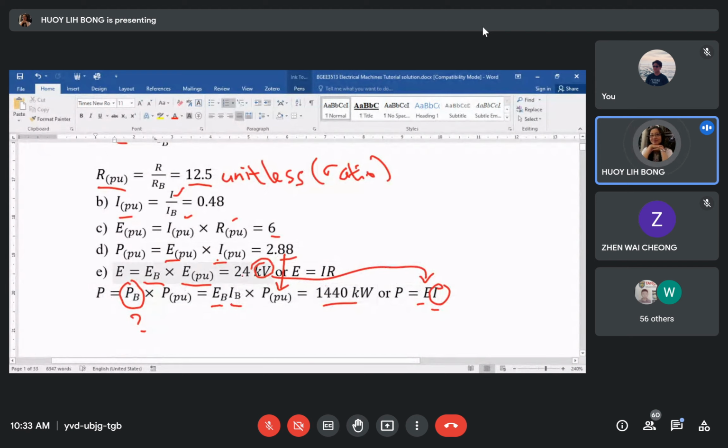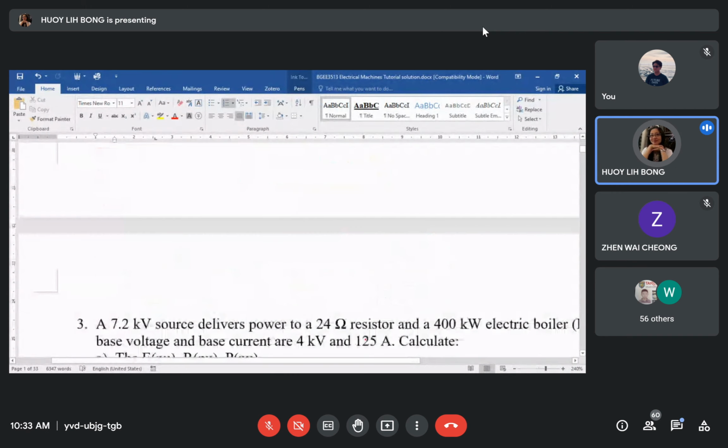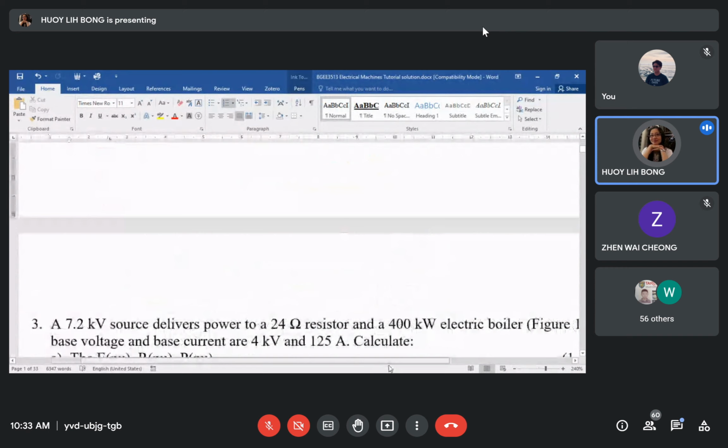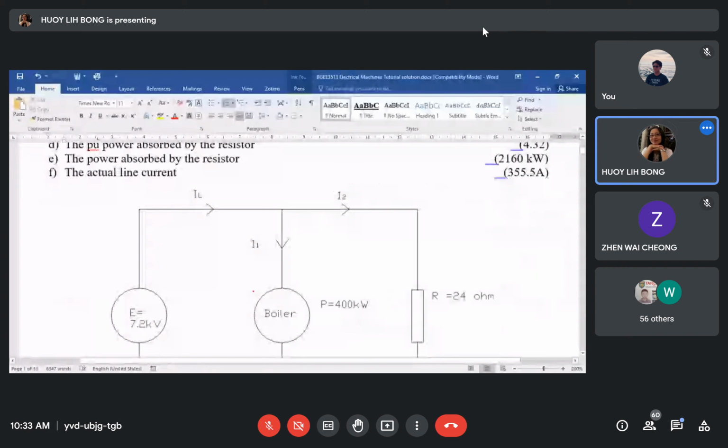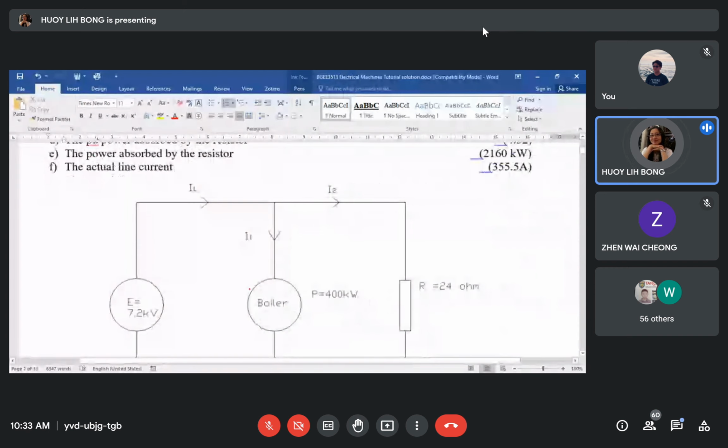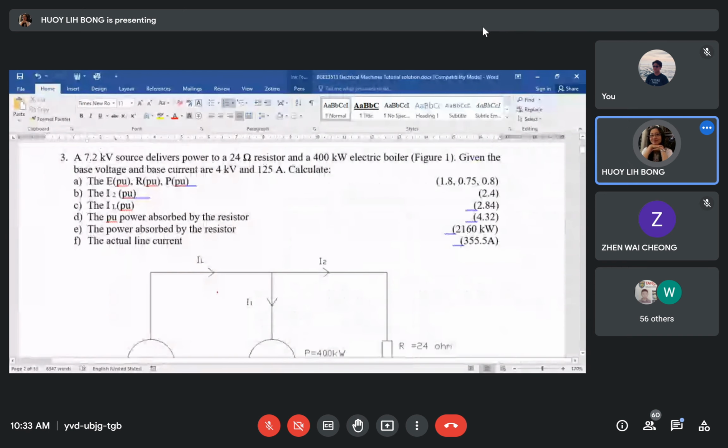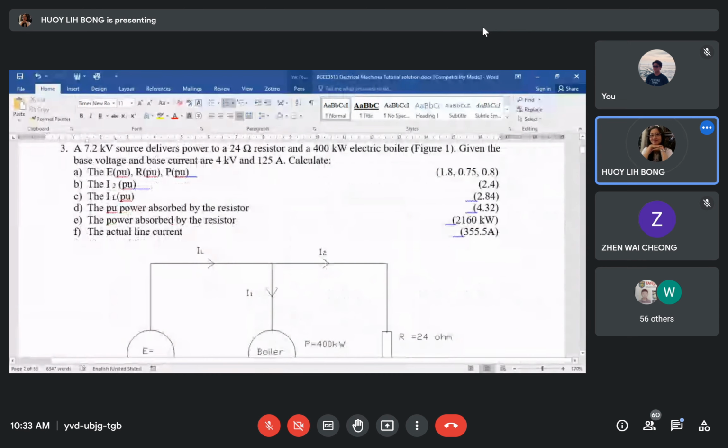So the next question, they give you a figure. Again, this is also revision for parallel circuit. The information given is the voltage source here, or the E. You have the two loads which are connected in parallel: a resistor and a boiler. For the boiler, they straight away give you the power.